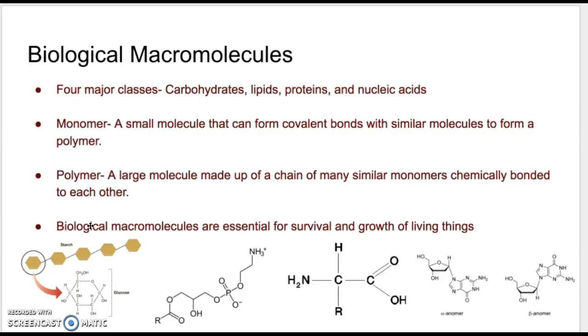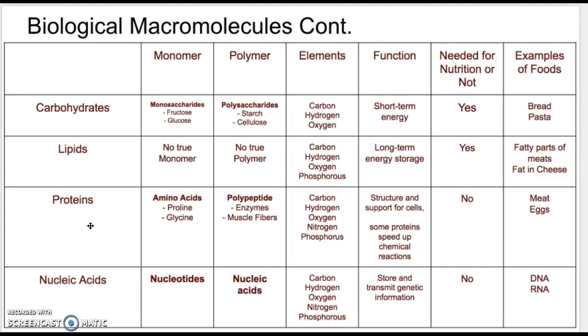These biological macromolecules are essential to the growth and survival of living things. For carbohydrates, their monomers are monosaccharides. Examples are glucose and fructose. The polymers are polysaccharides, with examples being starch and cellulose. The function of carbohydrates is to provide short-term energy. Examples of carbohydrates in food are bread and pasta. Carbohydrates' main elements include carbon, hydrogen, and oxygen.